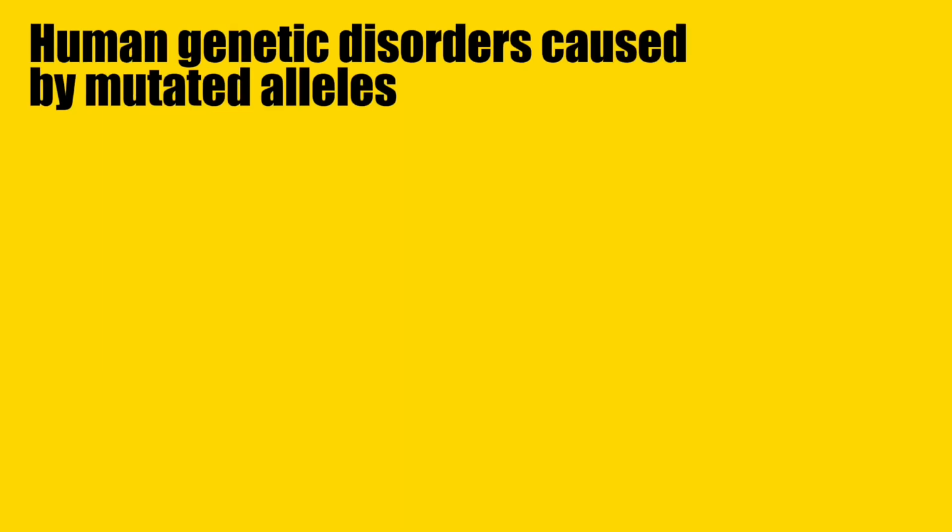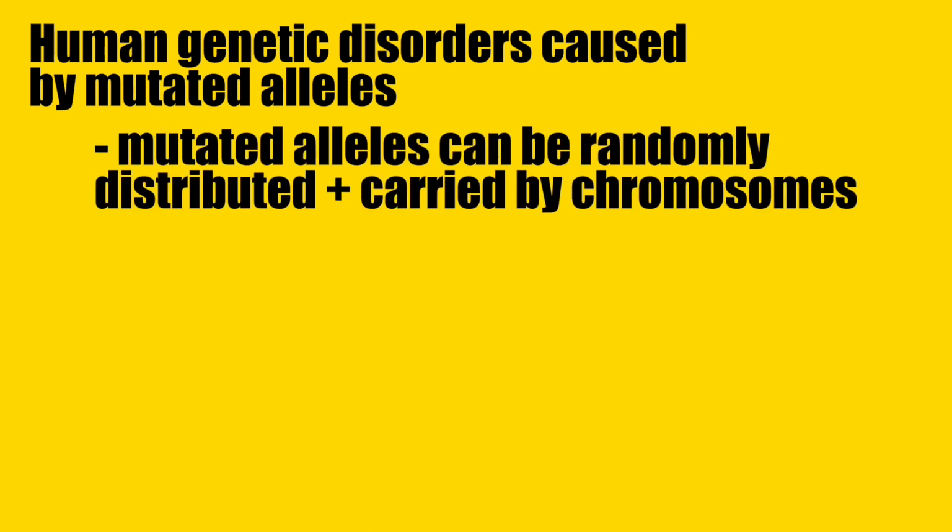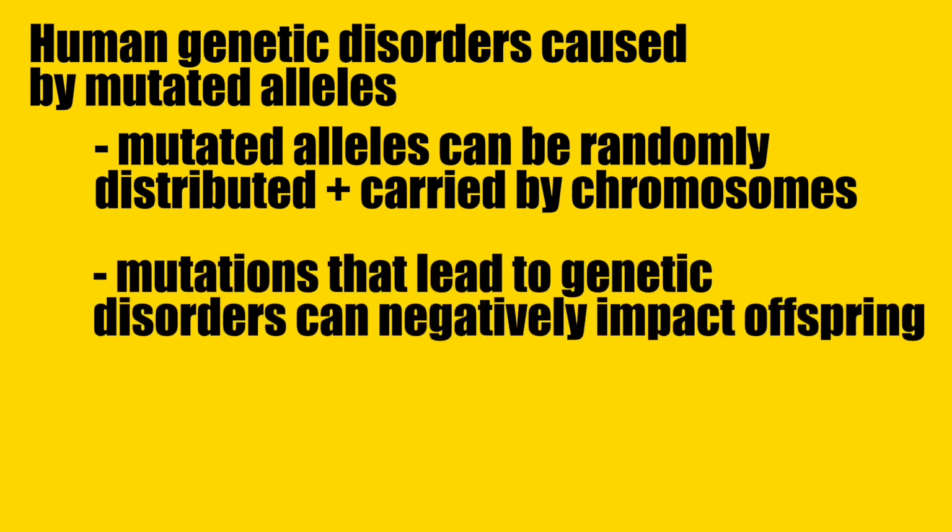Human genetic disorders are caused by inherited mutated alleles. Mutated alleles can be randomly distributed and carried by chromosomes. Mutations that lead to genetic disorders can negatively impact the offspring. An example is blindness. Not all mutations are negative, though. Some mutations can be neutral or actually beneficial.